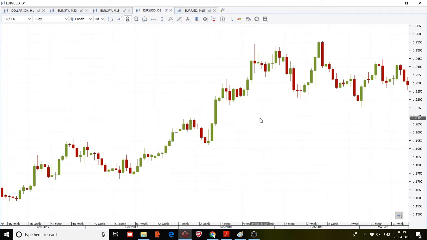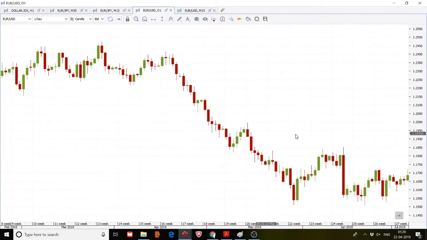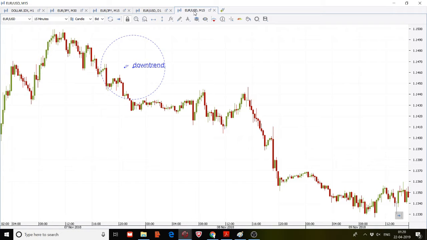EUR/USD is the best instrument I thought, as it was in the downtrend in 2018, from mid 2018. So I am discussing this pattern in EUR/USD, and this is the 15-minute chart. Why? Because I searched a lot to find a pattern similar to what I have shown you in the diagram, but I was not able to find that. So finally I turned to the 15-minute time frame and I got this.